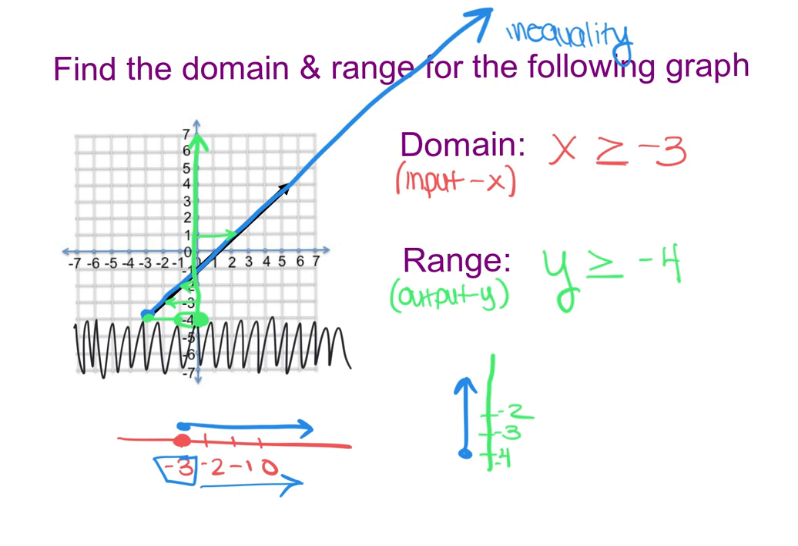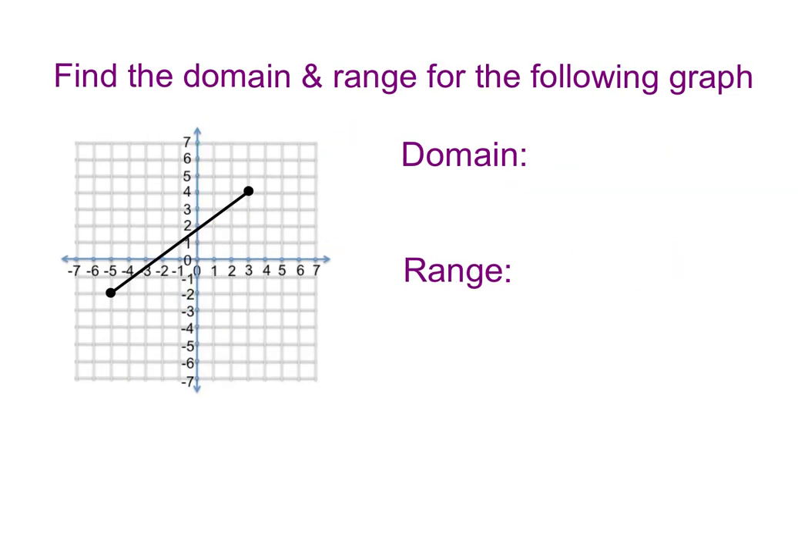So we can represent domain and range by using these inequalities as well when we have situations where we have an endpoint and an arrow that's implying that this graph continues on forever and ever in one direction. So let's take a look at this first example here. When I dive into this example, what I see is that I have two endpoints on this particular function.